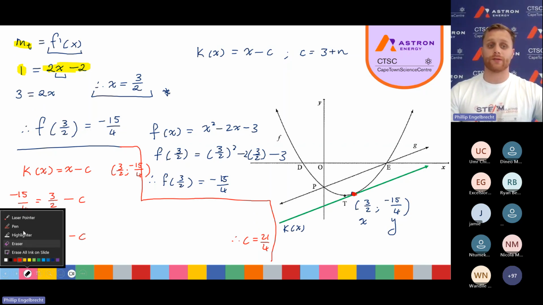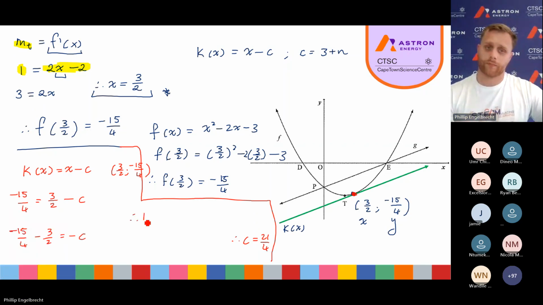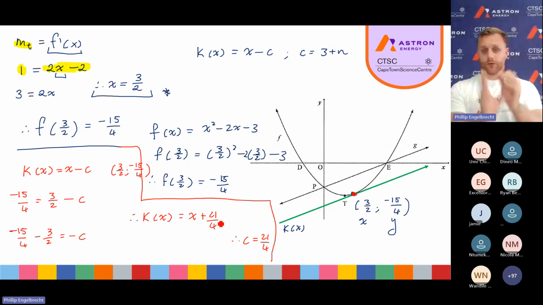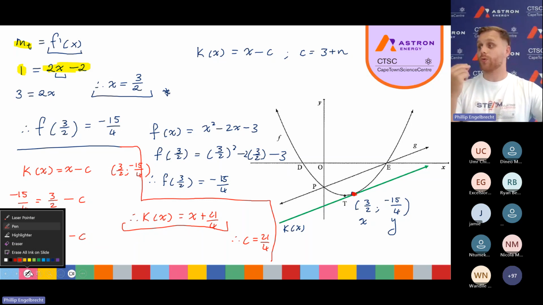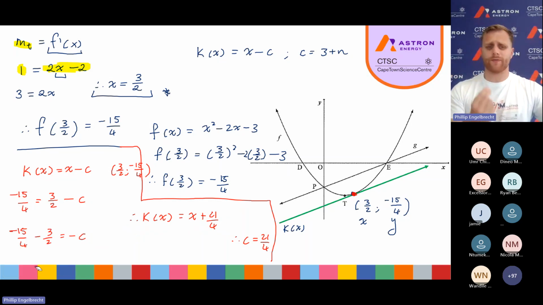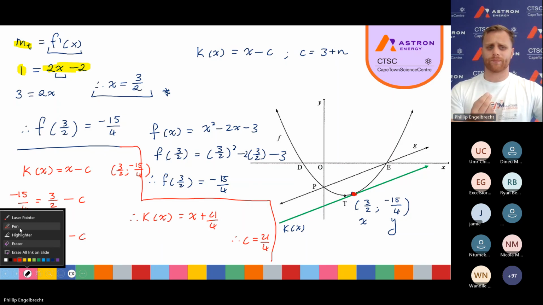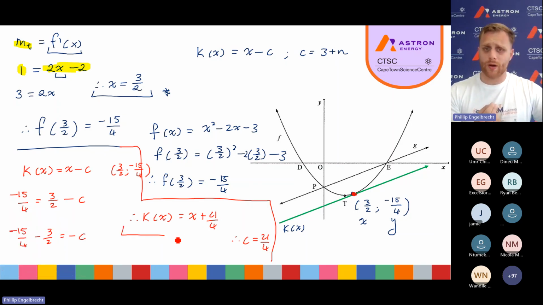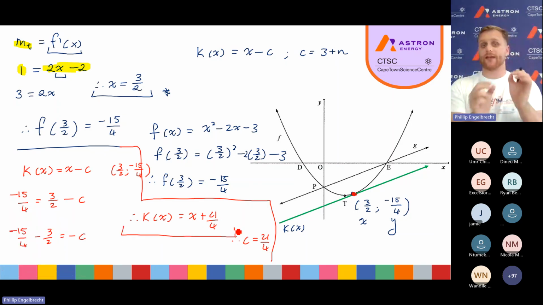But don't worry. Therefore, that means that k of x is equal to x plus 21 over 4. So that's what k is. This is the equation for my straight line. Do we all understand that? It is a bit of a tricky one, and you might have to rewatch this. But we get that the equation for my straight line is k of x equals x plus 21 over 4.